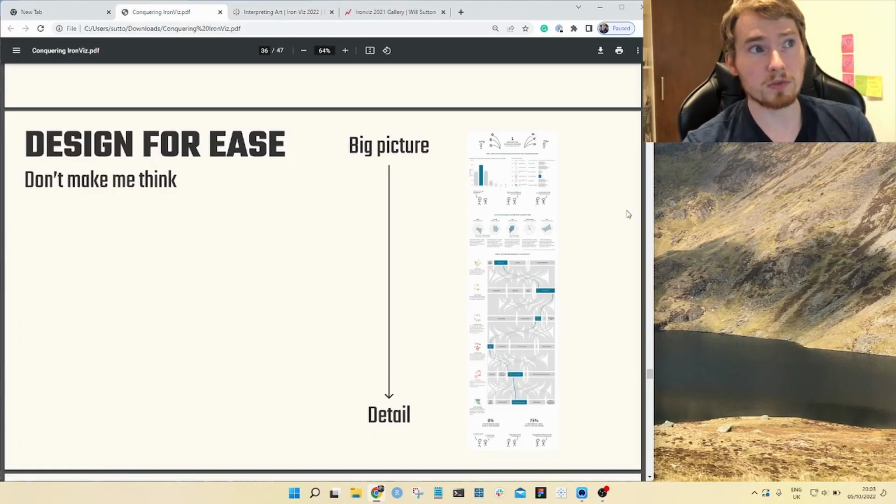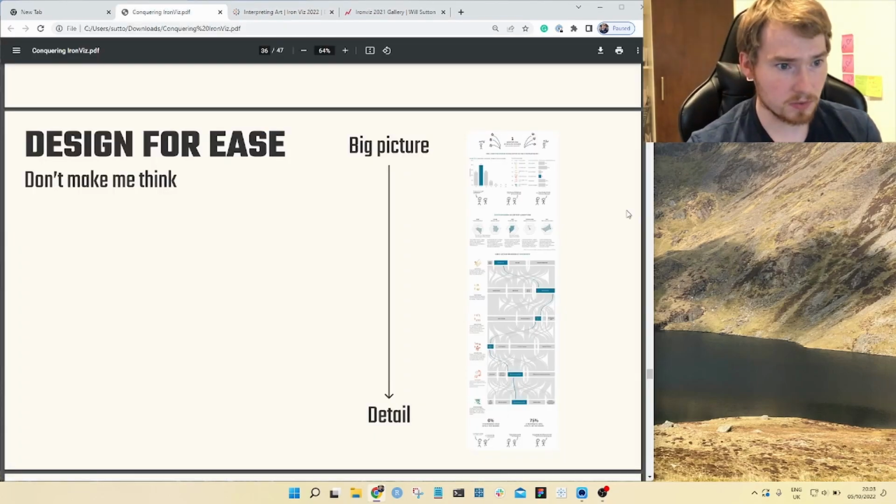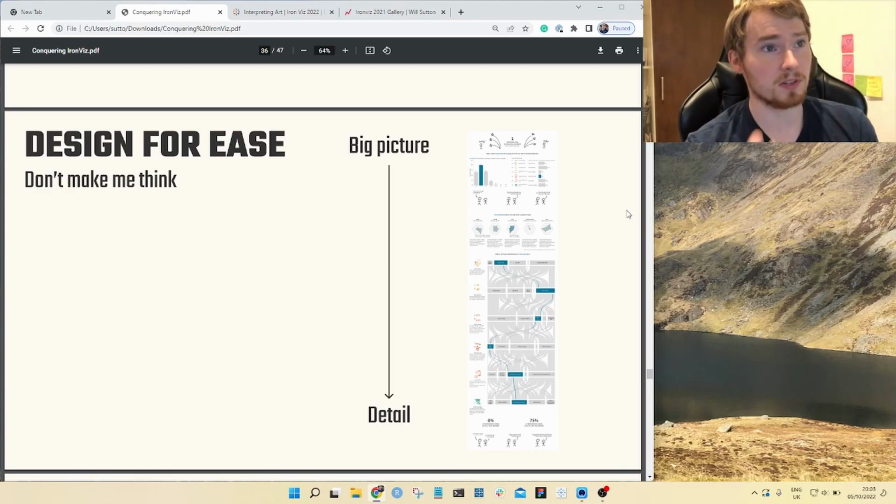So again, going from the big picture to the individual detail, you can flip it the other way, but think about this kind of design of going from one to another and making it really clear, so it's quite easy to follow and understand.